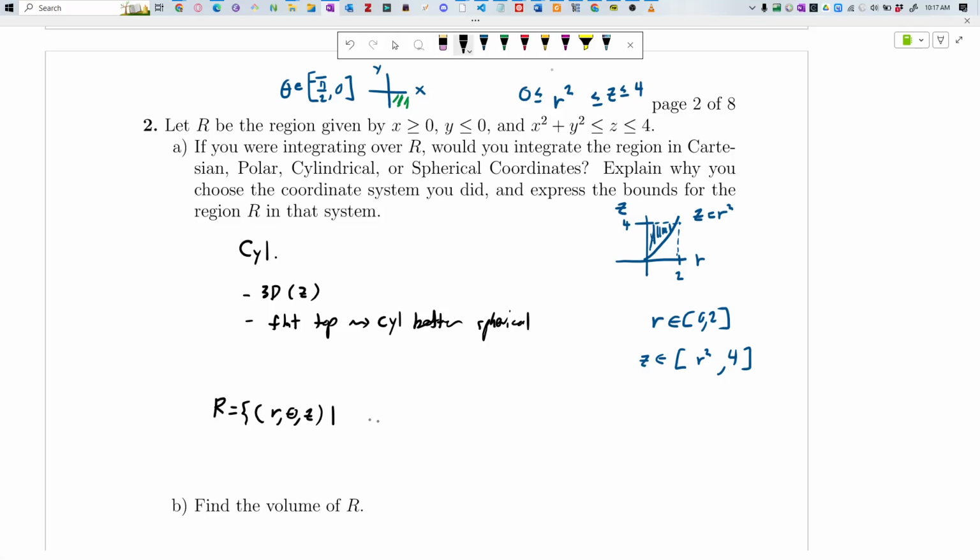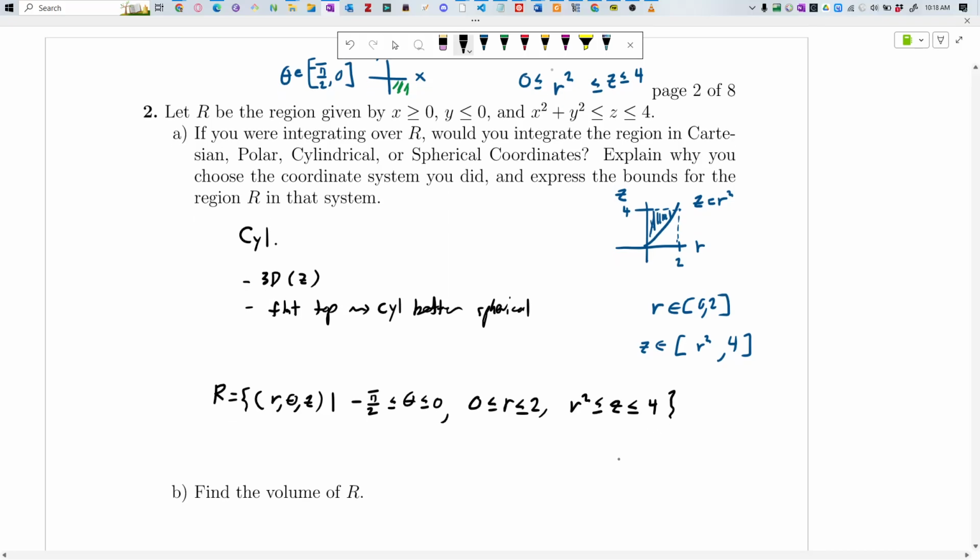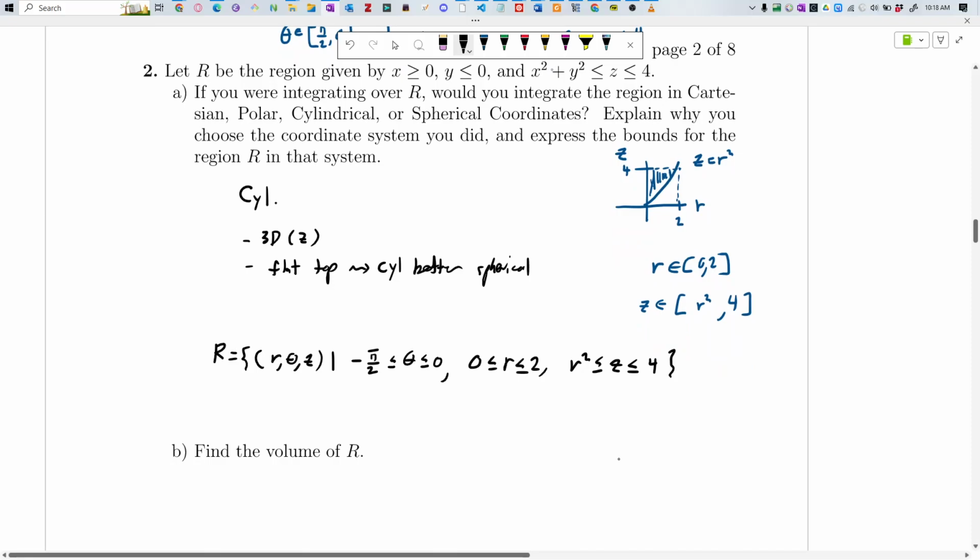Okay, I'm already doing it wrong. Minus pi over 2 less than or equal to theta less than or equal to 0. 0 less than or equal to r less than or equal to 2. And also z between r squared and 4. Okay, so that is how I would express the bounds for the region R.